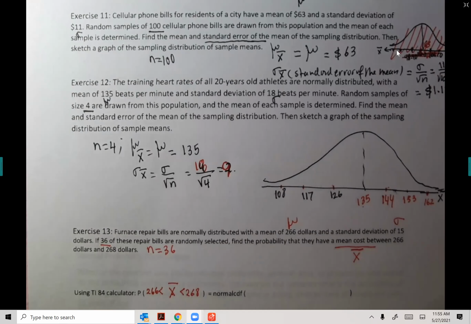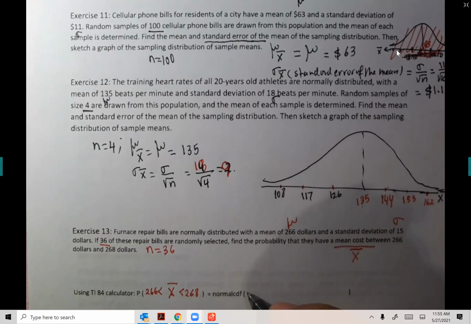This is the difference between the previous section and this section. This section is about the mean. The other section is about individuals, just X. So it's going to be normal CDF. Help me out, guys. 266. Then what? Lower bound, upper bound, 268.